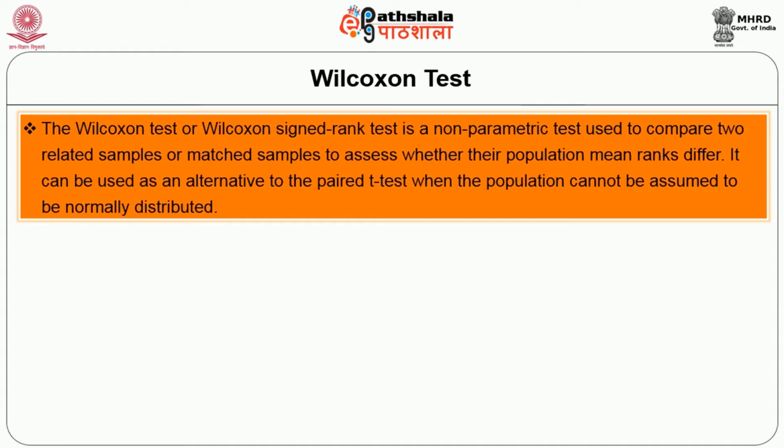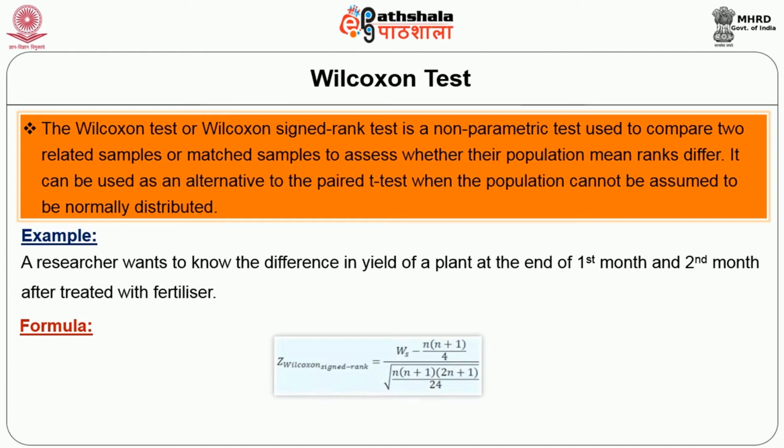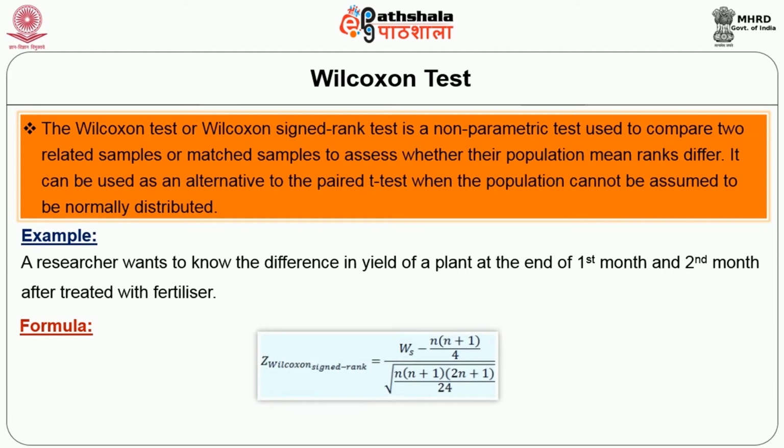distributed. For an example, a researcher wants to know the difference in yield of a plant at the end of first month and second month after treated with fertilizer. And here we have the formula for this Wilcoxon test.